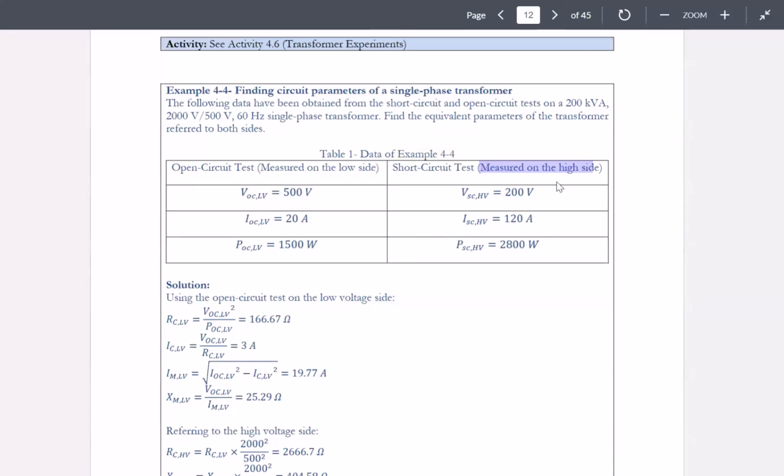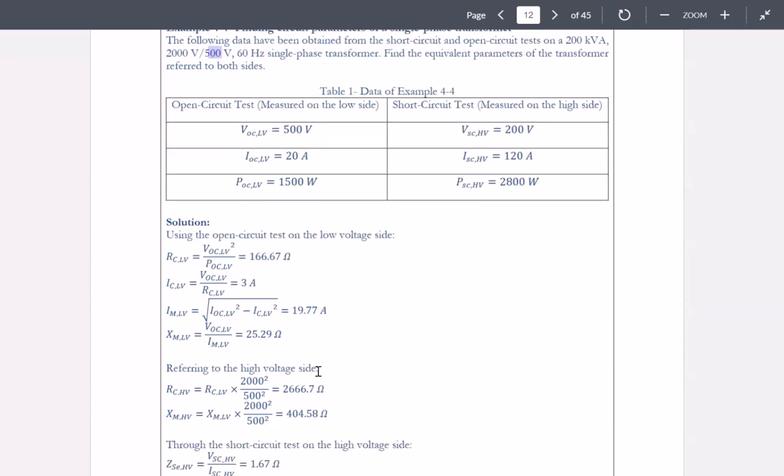So when we say low voltage side, we know that it's been referred to the 500 volt side. When we say high voltage side, we know that it's been referred to the 2000 volts. Using the open circuit data, those four steps I went through find R_C and X_M, both referred to the low voltage side, or the 500 volt side. So if I want to refer them to the high voltage side, then I have to do this transformation. Look at this value, 166.67 referred to the low voltage side, but referred to the high voltage side, it would be 2,666.